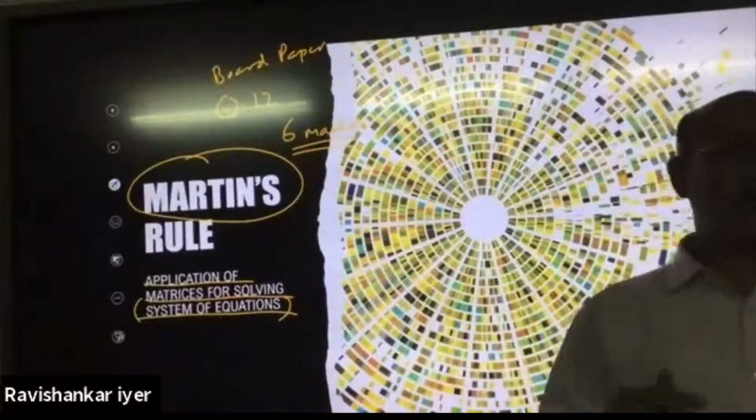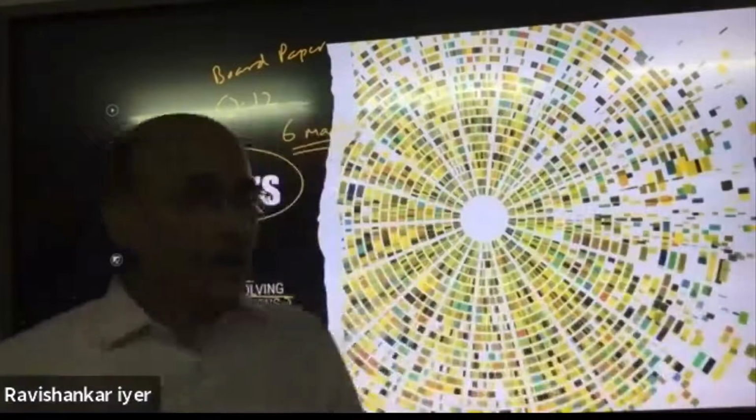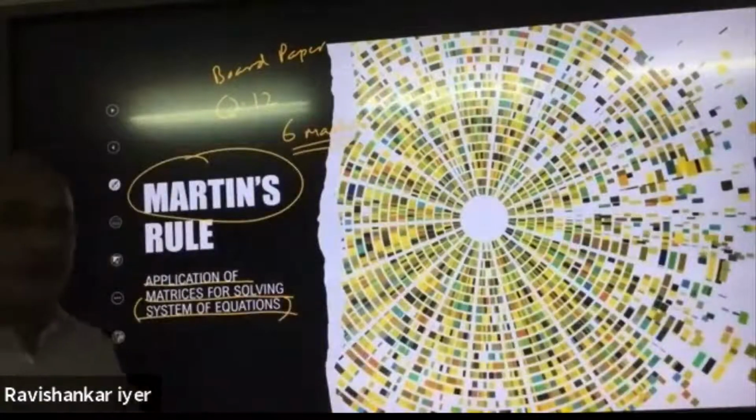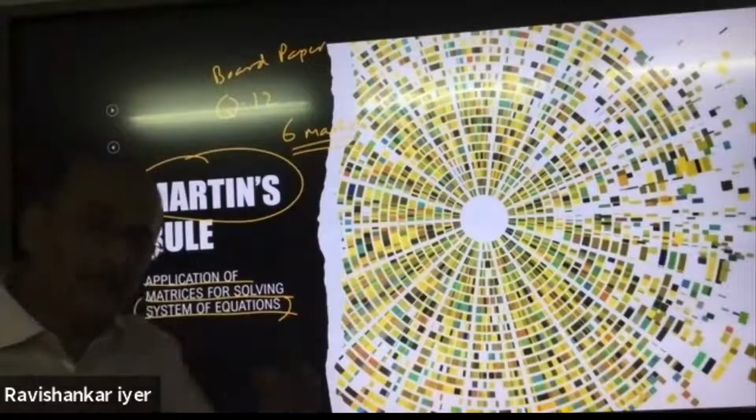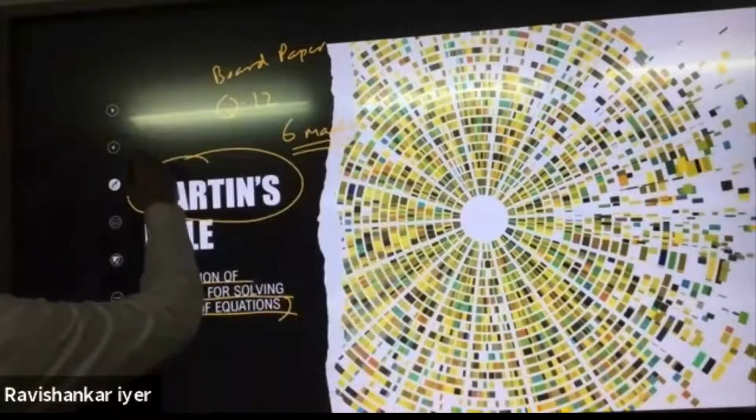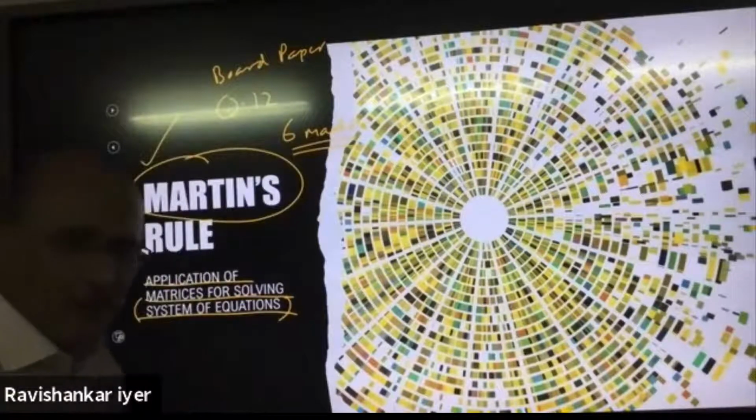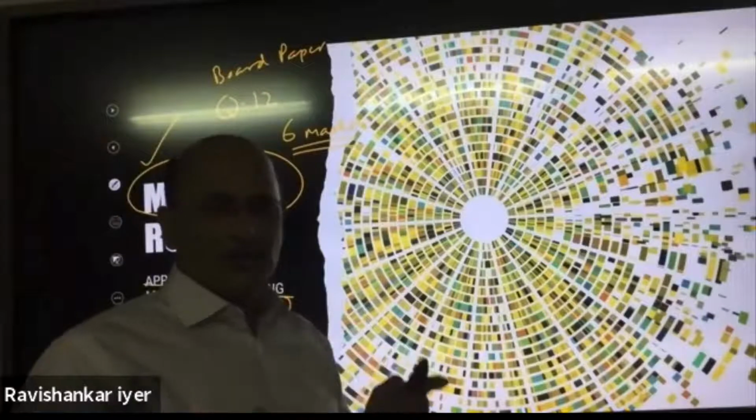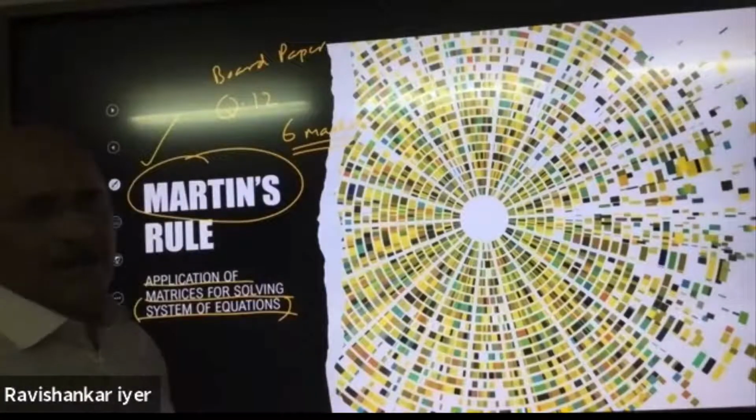Remember what we have done in matrices? We started with transpose, then we went into symmetric, skew symmetric, and then finally we saw what is the adjoint of a matrix. Then we went for the inverse of a matrix. Now, all these things we are going to use to solve using Martin's rule. How I do it, when I do it, all those things will come up. But before that, a very good point I want to start with.